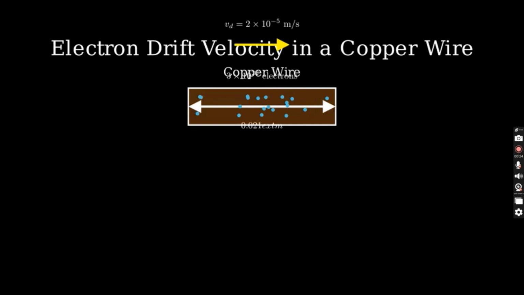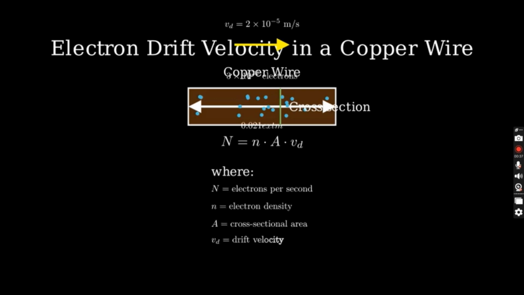To solve this problem, let's focus on a cross-section of the wire. When we look at a cross-section, we're interested in how many electrons pass through this plane in 1 second. To find this, we'll use the formula N equals n times A times v_d, where n is the electron density, A is the cross-sectional area, and v_d is the drift velocity. First, let's find the electron density.